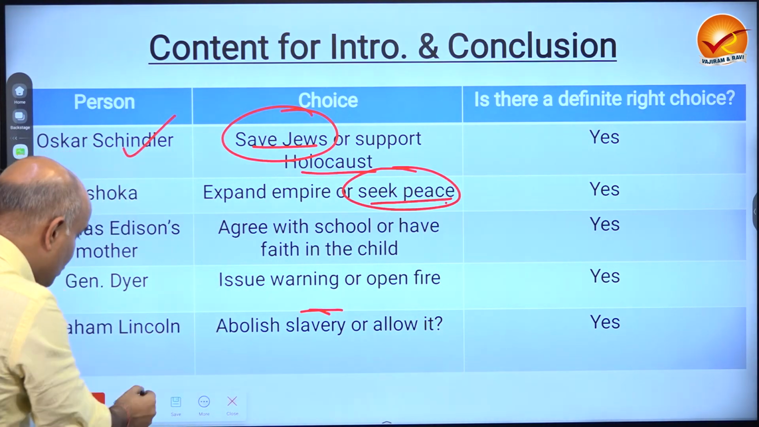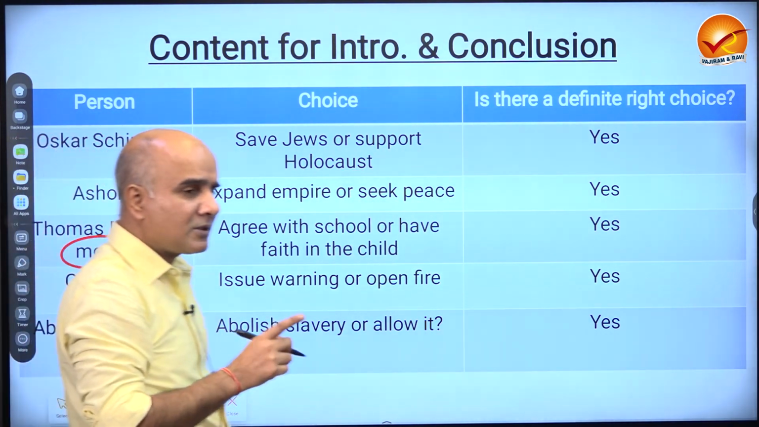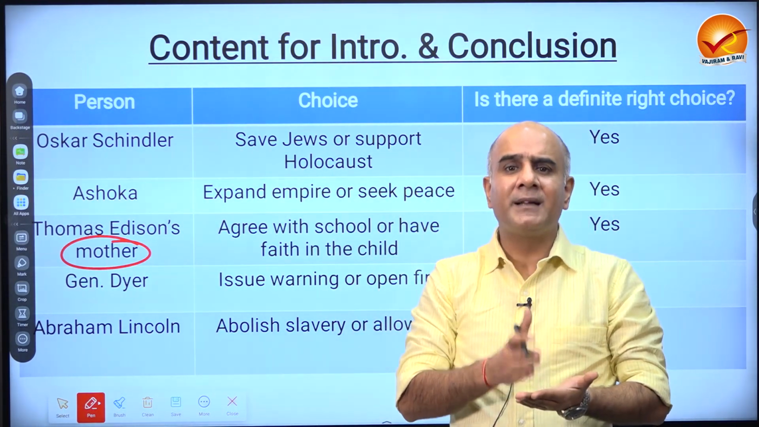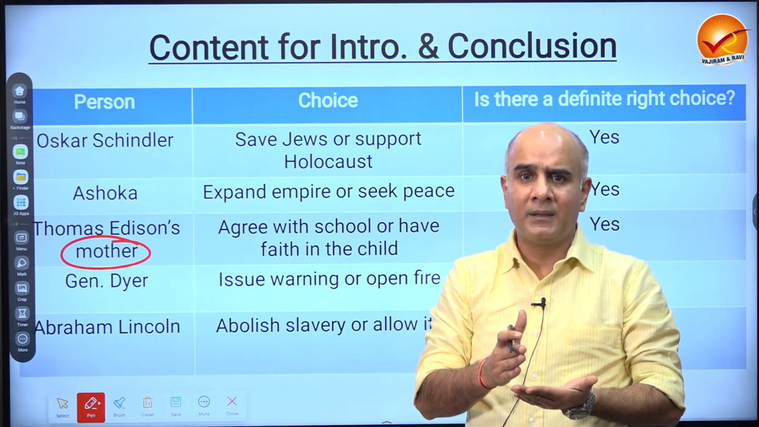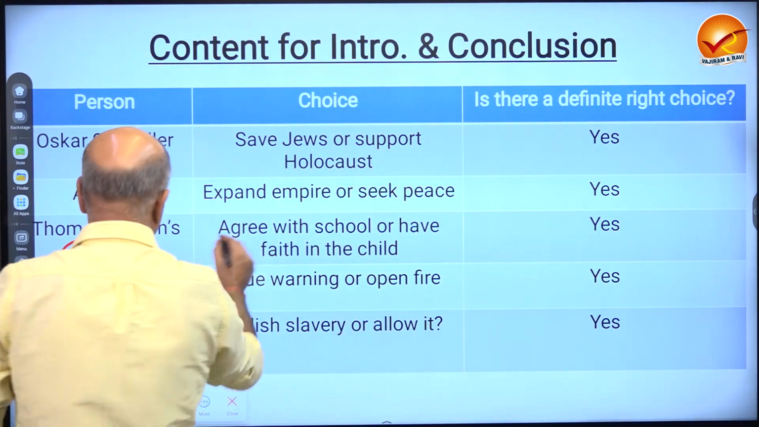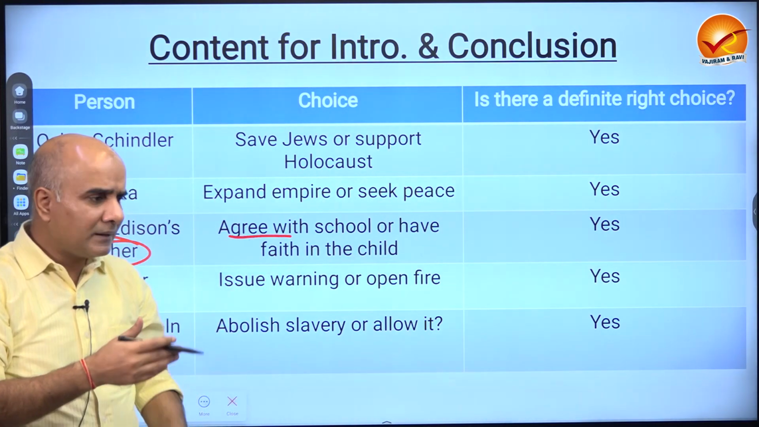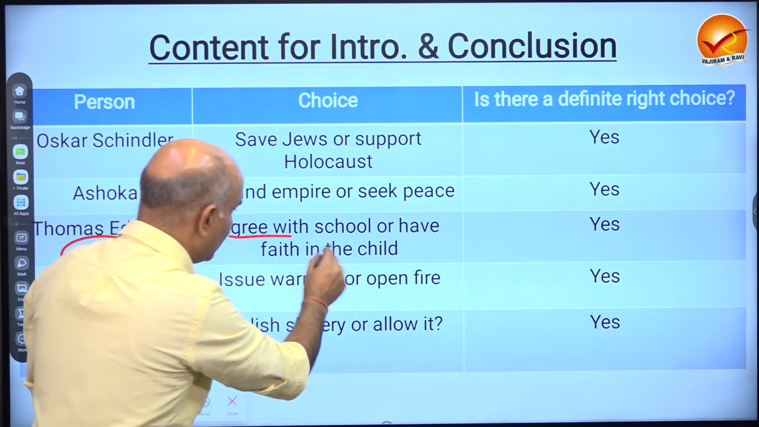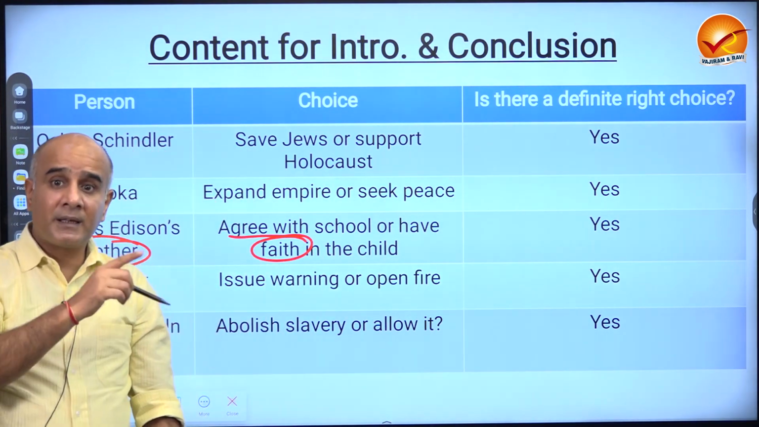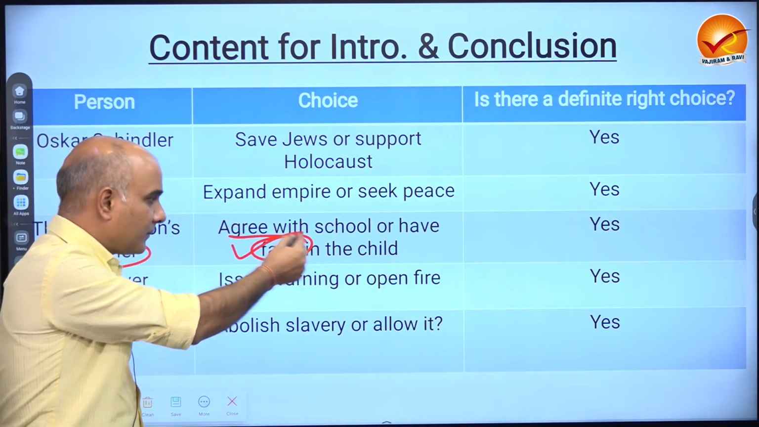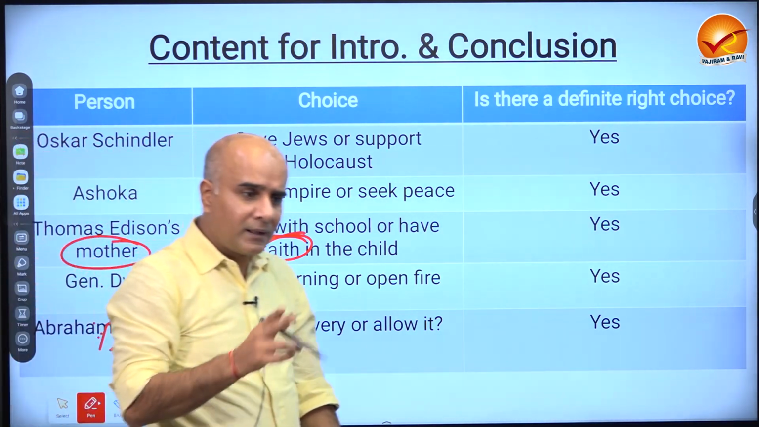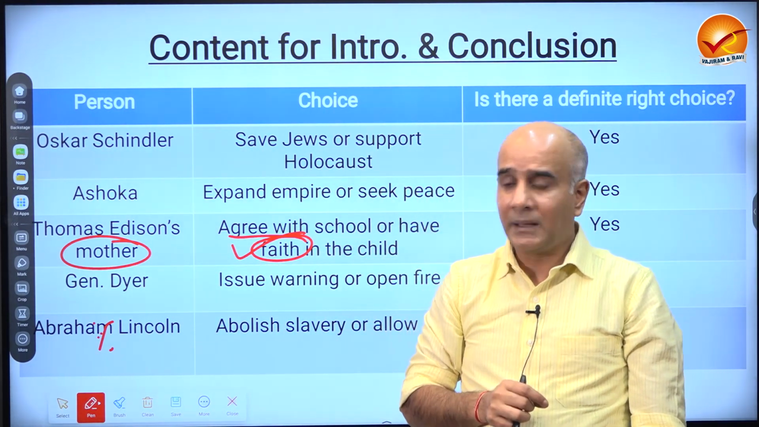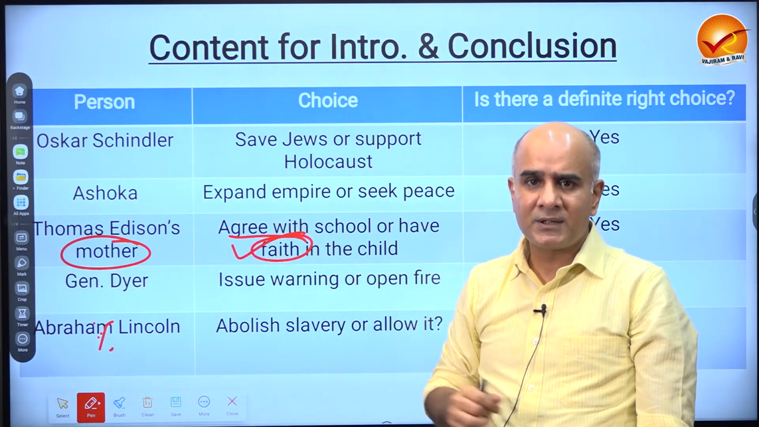If you look at a person such as Thomas Edison's mother, not Edison, Edison's mother. Edison's mother is told by his school that your son is mentally deficient, we cannot teach him. There's a clear choice for her. One, she can agree with the school and relegate her child, discard her child, and believe that her child will not be able to do anything. Or number two, she can have faith in the child. Is there a correct decision to take? The answer is yes. What did she do? She had faith. She taught him at home, encouraged him, facilitated him, never made him feel inferior or deficient in any manner, making him one of the greatest inventors the world has ever seen.